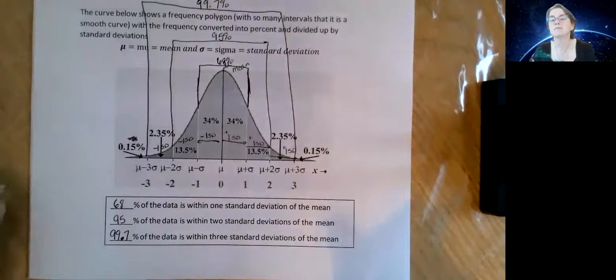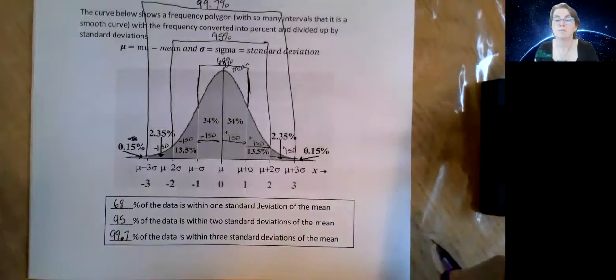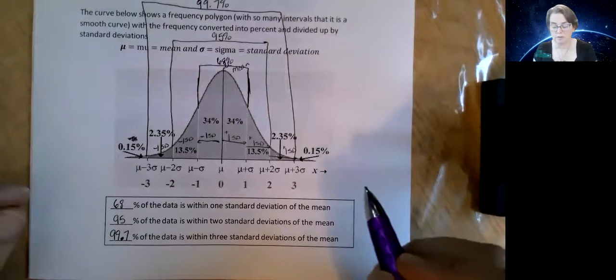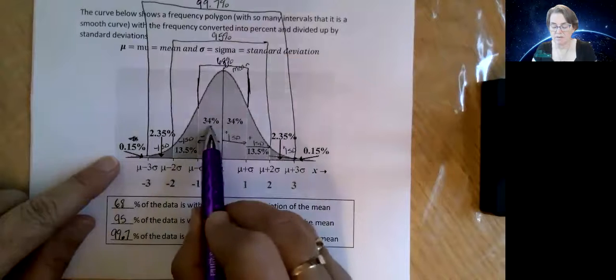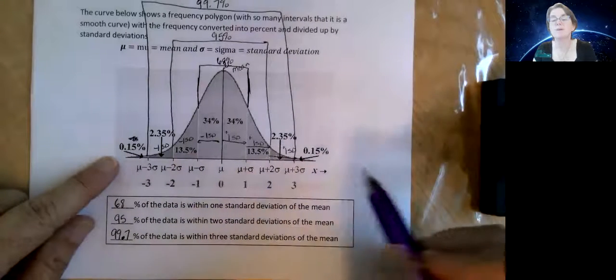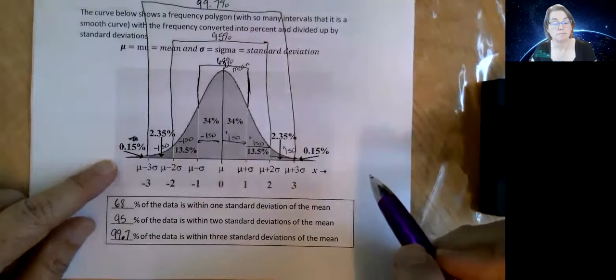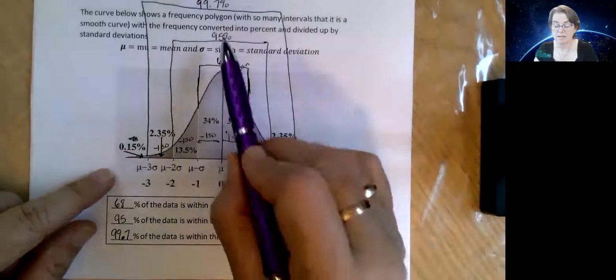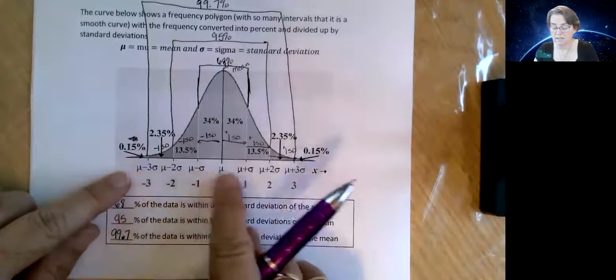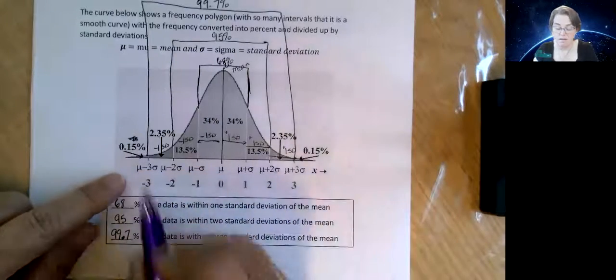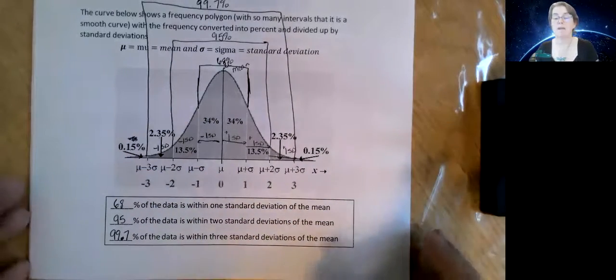So that gives us a lot of really strong predictability, the ability to predict. And we're going to do a bunch of questions like that. I'm sorry I messed up the picture. This is important stuff to remember. So these numbers, 0.15, 2.35, 13.5, 34, 34, 13.5, 2.35, 0.15%, never change. The 68, 95, and 99.7 never change. The only thing that's going to change is the numbers that we write along the bottom, and we're not going to be writing that stuff because that's pretty messy. All right, that's the end of that video.